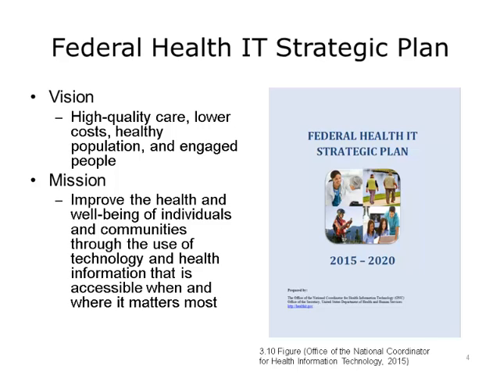The Federal Health IT Strategic Plan is a 5-year strategic plan with a vision of high-quality care, lower costs, a healthy population, and engaged people. The mission was to improve the health and well-being of individuals and communities through the use of technology and health information technology that is accessible when and where it matters most.